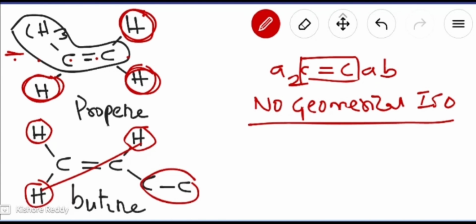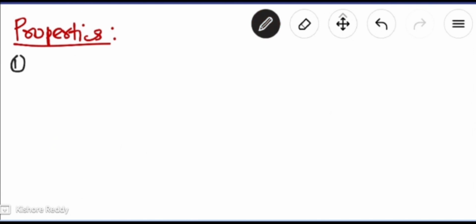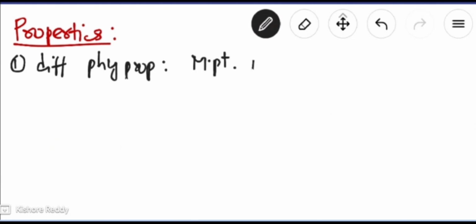Right. So first two times we have seen this is a very important thing which will not exhibit the geometrical isomerism because you are having two similar groups on one carbon. Clear? Now, can we see what are the properties of geometrical isomers? Okay, very important. What properties are they showing? See, first one is the geometrical isomers have different physical properties. Okay, they have different physical properties like melting point, boiling point, then dipole moment.